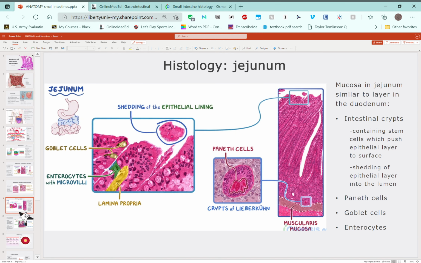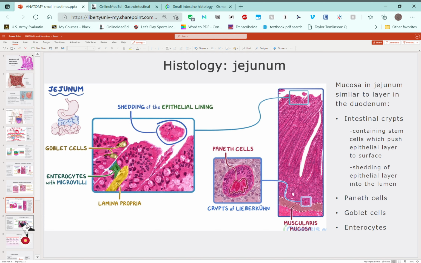Okay, going on to the histology of the jejunum, we're looking mostly at the mucosal layer here because every other layer of the jejunum is pretty similar to the rest of the small intestines. And the mucosa in the jejunum is actually quite similar to the same layer in the duodenum. You're still going to have the intestinal crypts, which push those stem cells further and further to the epithelial surface, still containing Paneth cells, goblet cells, and enterocytes.